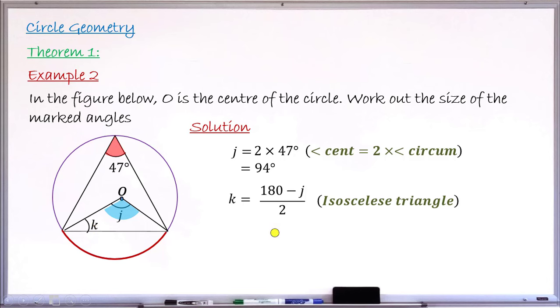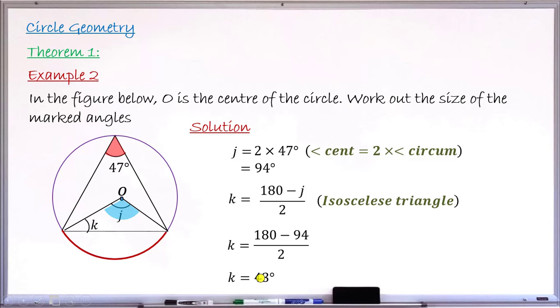So substituting what I have as my G, I will now have 180 minus 94. G is 94, which we just obtained. So subtracting the 94 from 180 and dividing the result by 2 will give you the result 43 degrees. That will now be the size of the angle K.